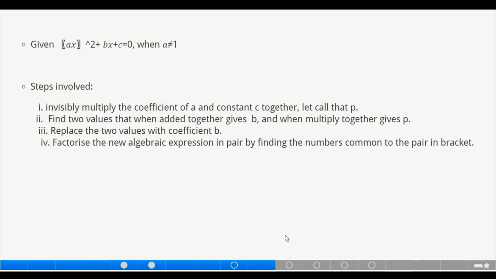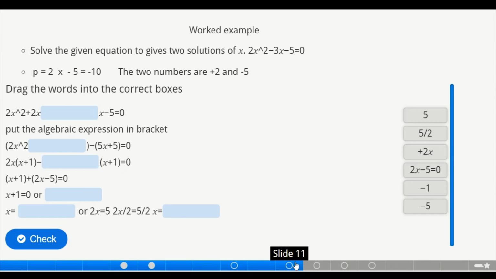So with that, we are going to be looking at an example that we have here. So let's do this example together. Though it's an interactive class, I'm going to be giving the illustration on how to solve the equation that we have there. The equation says that we should solve this given equation and find the two solutions of x when we have 2x raised to power 2 minus 3x minus 5.